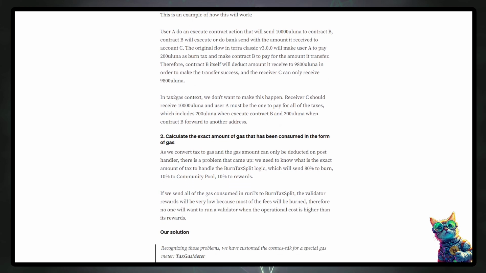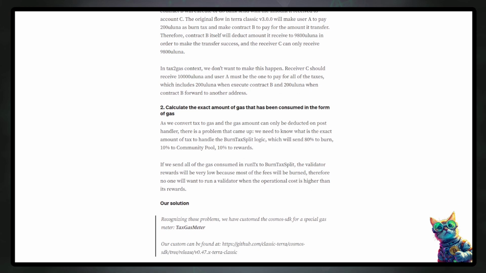So in the tax-to-gas context, we don't want this to happen. Receiver C should receive 10,000 U Luna and user A must be the one to pay for all the taxes, which includes 200 U Luna when executing contract B and 200 U Luna when contract B forwards to another address.